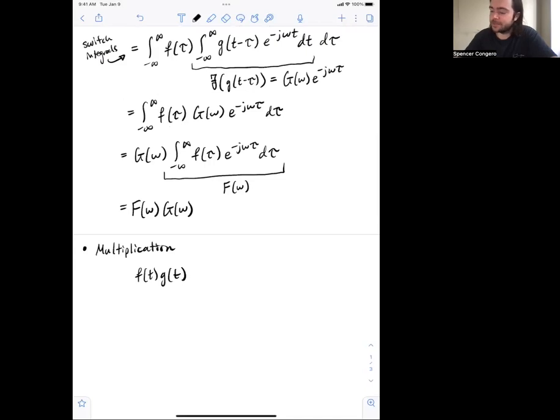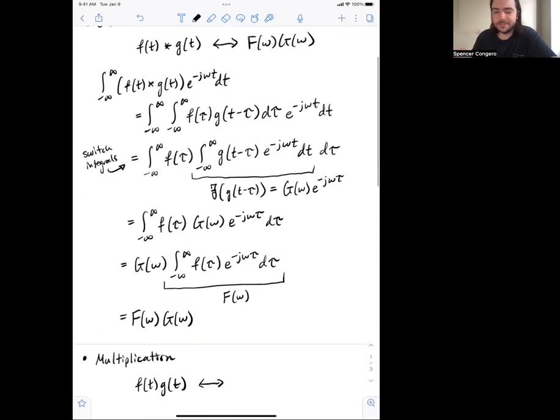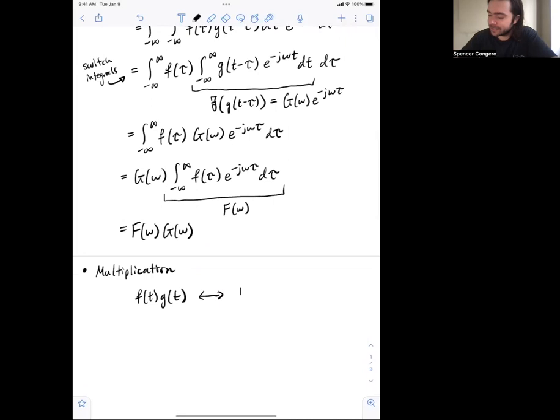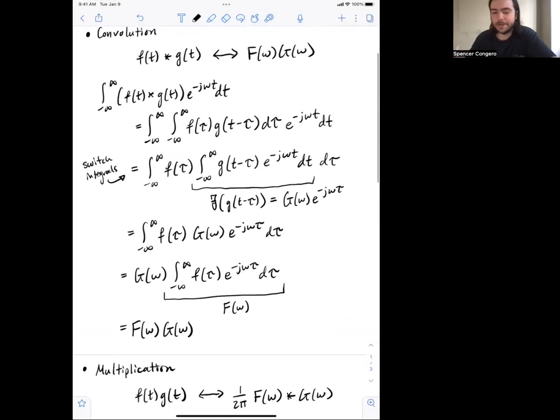Okay, what happens when we have multiplication in time? What's the Fourier transform? Well, wouldn't it be nice if it's convolution in frequency, right? If we have sort of this flip-flop, convolution in time is multiplication in frequency, multiplication in time is convolution in frequency, and it almost is. We just have this extra 1 over 2 pi factor: 1 over 2 pi F of omega convolved with G of omega. So now we're convolving in the frequency domain here. So you can see how these two properties are sort of paired up with each other.